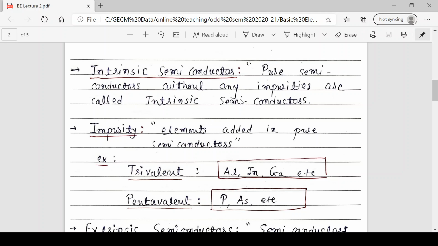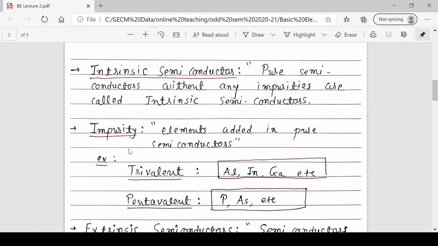So now what is the solution? We have to add some impurity, some other material, into the pure semiconductor. So the next term is impurity. Impurity is nothing but the elements which are added into pure semiconductors to make them impure.